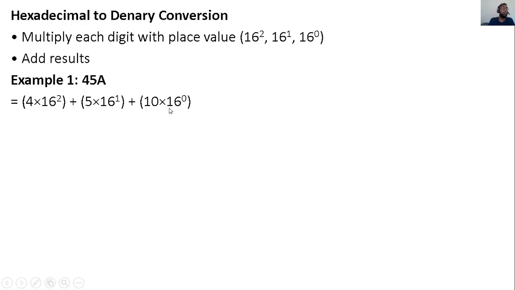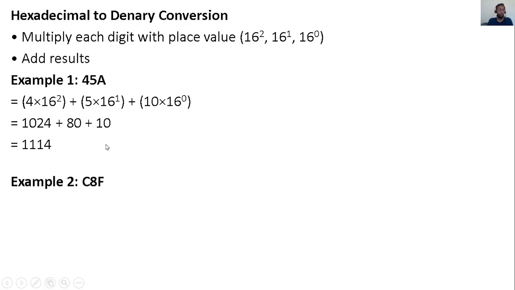And what next step you do, you put the powers on all the bases. All the 16s, you put the powers 0, 1, 2. Next you simplify them by multiplication, you get these values 1024 plus 80 plus 10. 16 square equals 256, multiplied by 4 gives 1024. 16 power 1 multiplied by 5 gives 80. 10 multiplied by 1 gives 10.